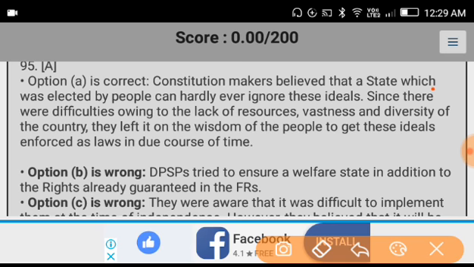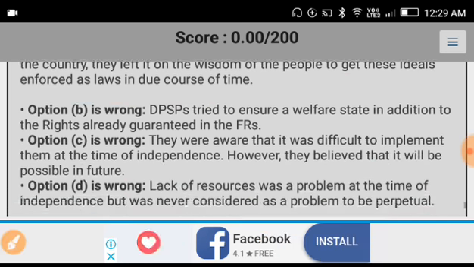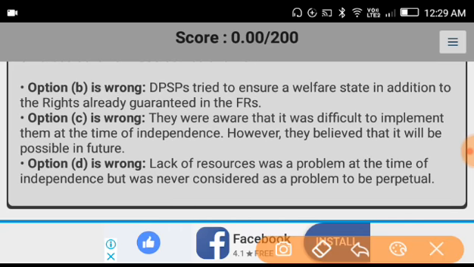ideals, since there were difficulties owing to the lack of resources, vastness and diversity of the country. They left it to the wisdom of the people to get these ideals enforced as laws in due course of time. Statement B is wrong because DPSP tried to ensure a welfare state in addition to the rights already guaranteed in the fundamental rights. And statement C is wrong.